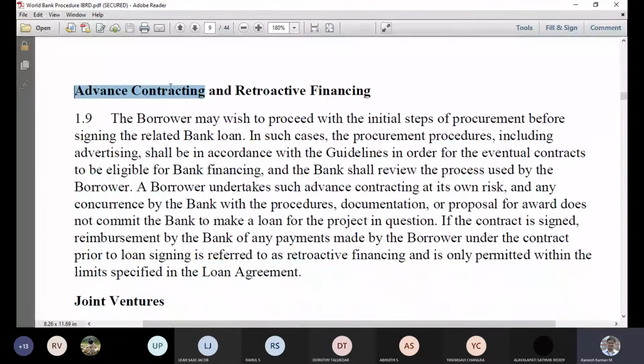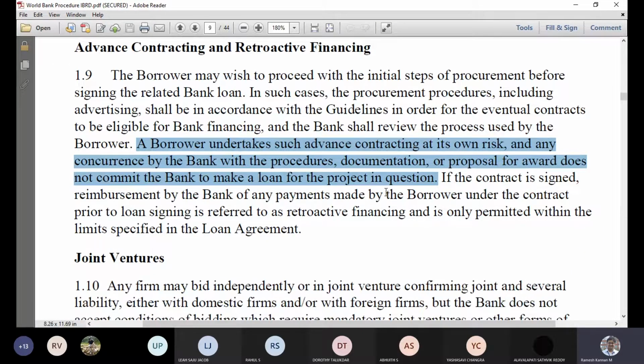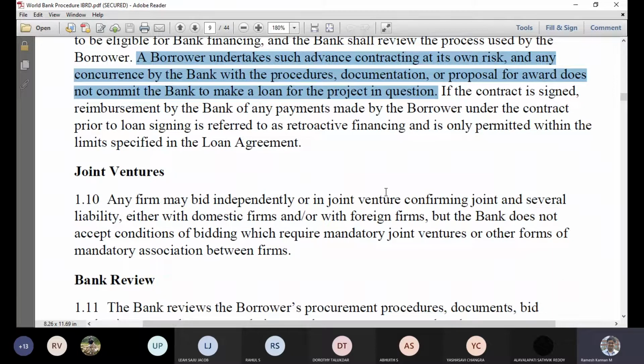Then this is what I've talked about: advanced contracting and retroactive financing. They say the borrower may wish to proceed with the initial step of procurement even before the loan gets sanctioned, so that once the loan gets sanctioned, they will be reimbursed generally. It's a huge risk. It's the borrower's own risk, and they have to get concurrence by the bank on procedure and documentation afterwards. Generally it is avoided, but in case of emergency procurement or something, they can.